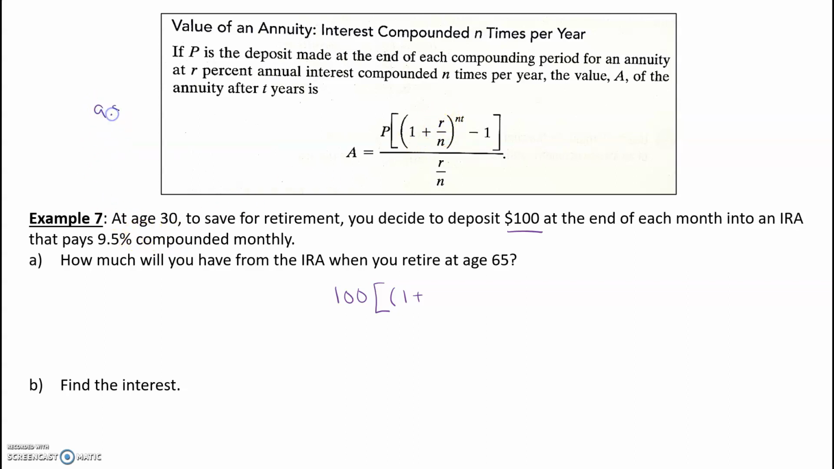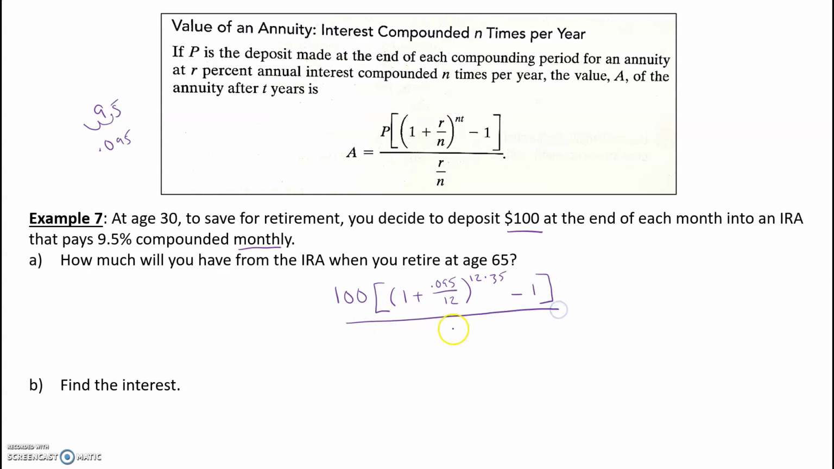So 9.5%, we're going to move it once, twice. Would be 0.095 as a decimal. So 0.095 over n, your number of times compounded in a year. So if you're compounded monthly, that means you're going to compound 12 times a year, to the n times time. So they started at age 30 and want to retire at 65. That's 35 years. And then minus 1 and close that.